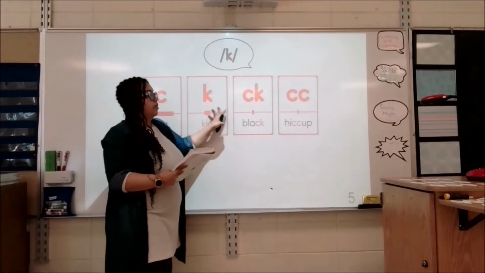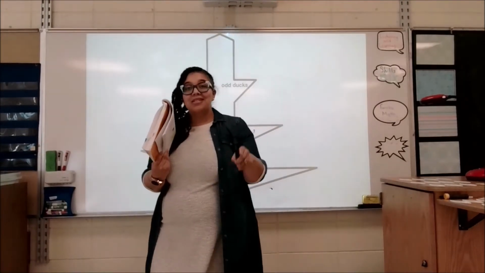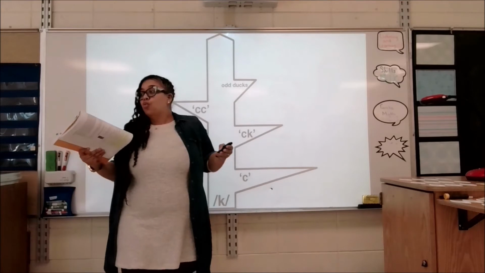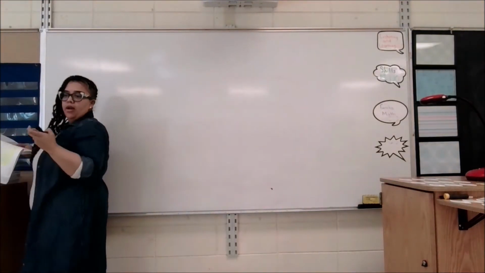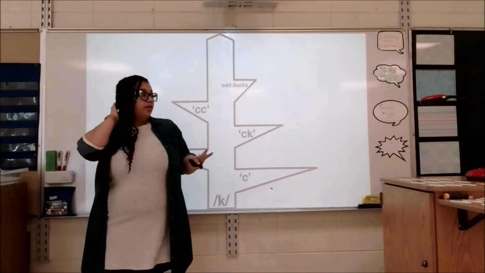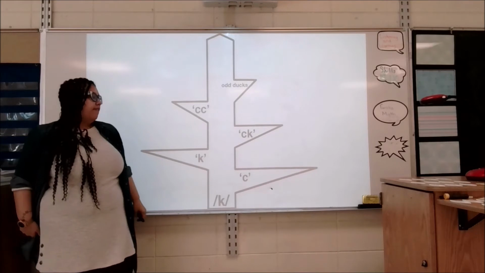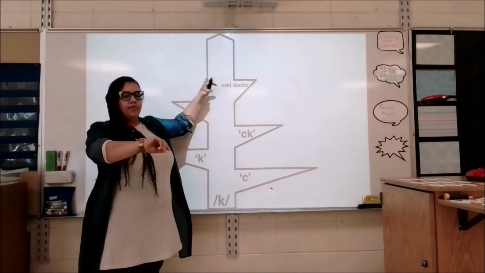stick with these four. There are actually still another 3% of k spellings we don't know yet. And for our purposes, we're going to refer to those as outliers. So this is called a spelling tree. And we're going to fill it with leaves, different leaves.